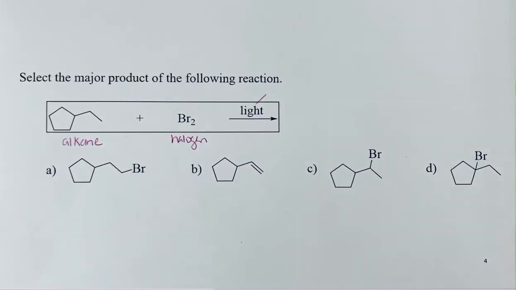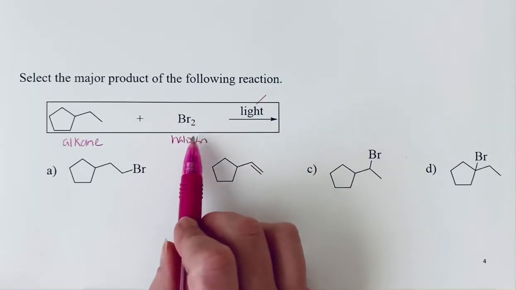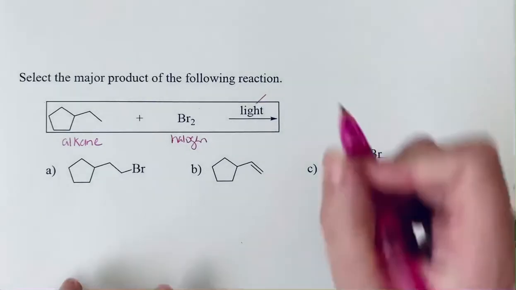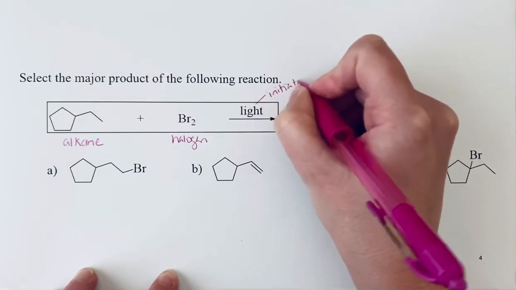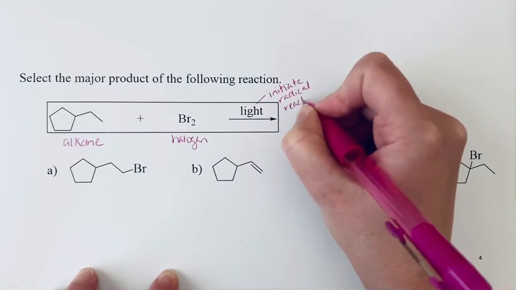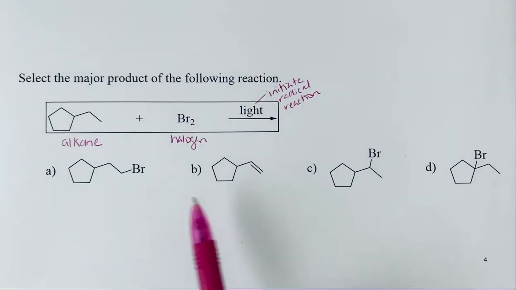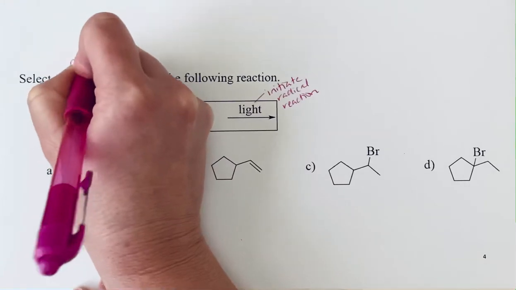Light can be used to initiate a reaction. And in this case, the light is going to initiate a radical reaction because the bromine-bromine bond can be cleaved to form bromine radicals. So what we see is going to happen is we're going to have a radical halogenation of an alkane with these conditions.